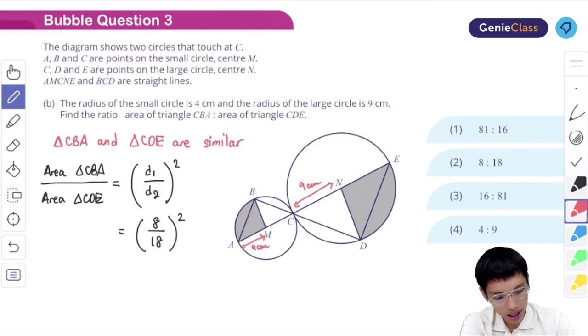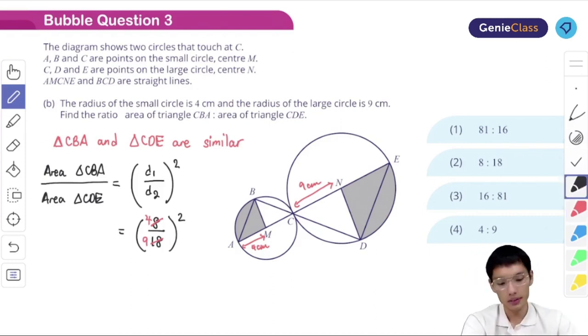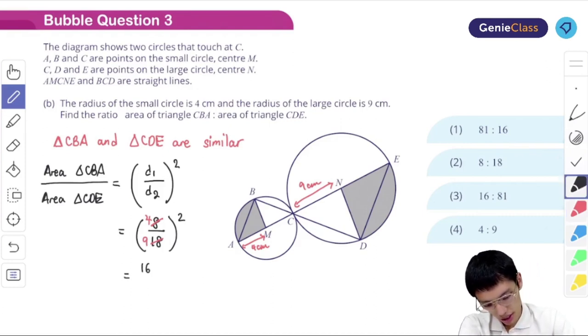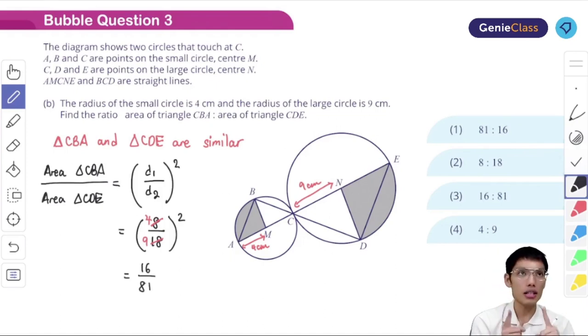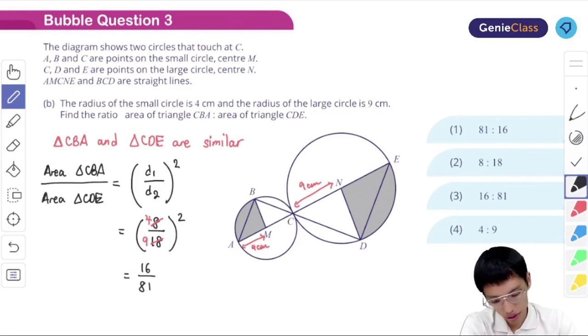Square. And that's where you can simplify. In this case, it's going to be the same, but working-wise, you might be marked out. And therefore, 16 over 81. Now, in this case, some of you may click the option already, but in your working, please take note to write down the finishing statement over here.